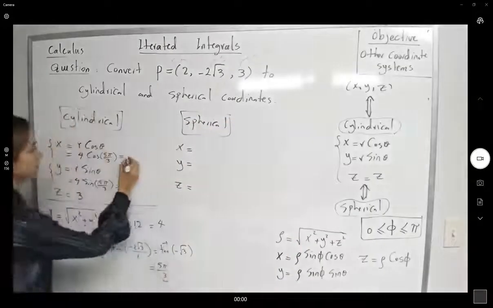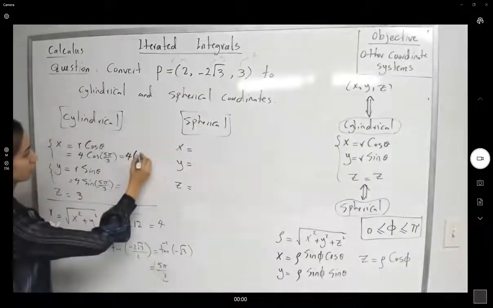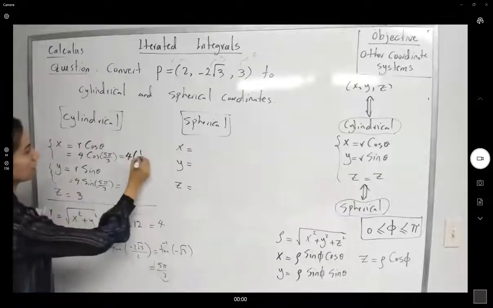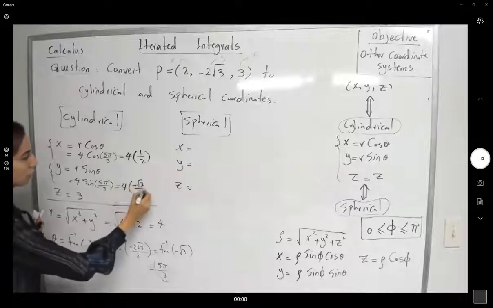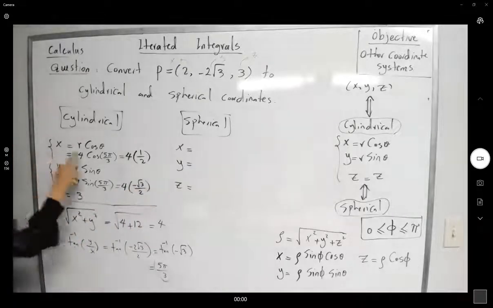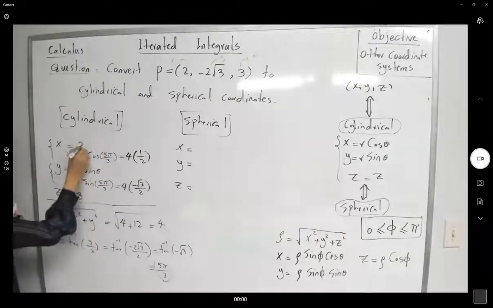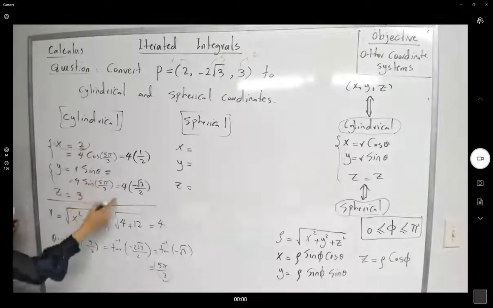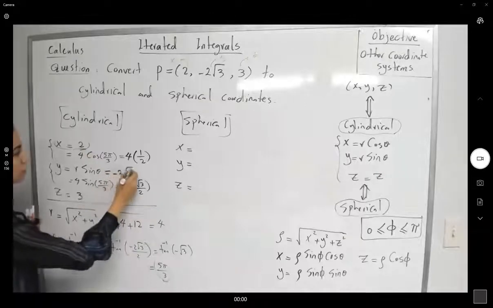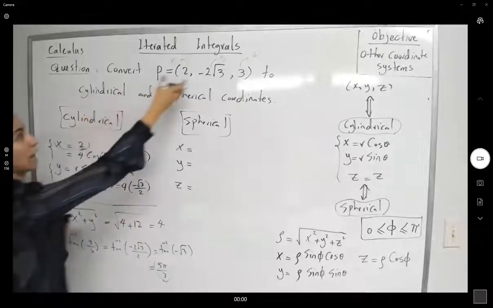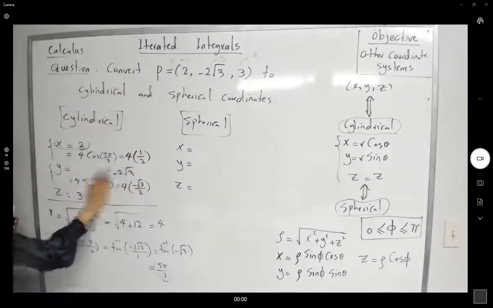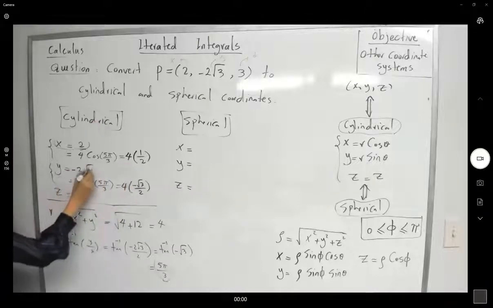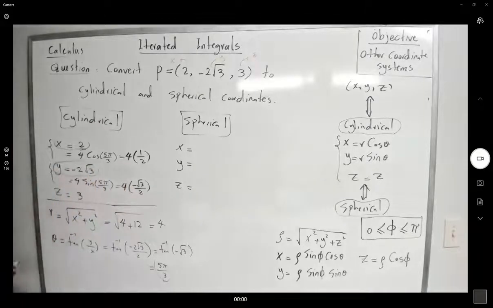So we get 4 times, very well, a half, and here we have 4 times negative square root of 3 divided by 2. So my x is equal to 2. My y is equal to, if you simplify this, -2 square root of 3. This is what we have here. You can just use that to make sure the conversion is correct. -2 square root of 3, and then here you have your z, which is equal to 3.